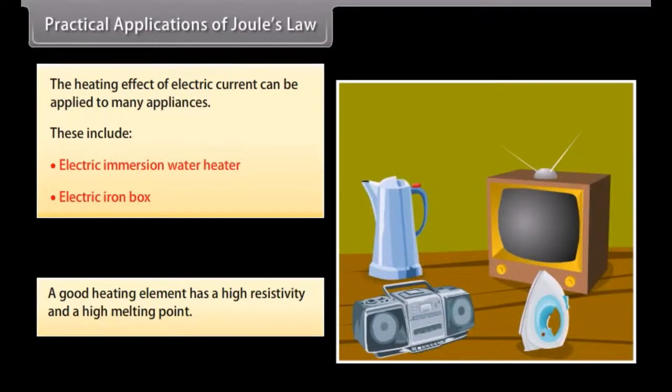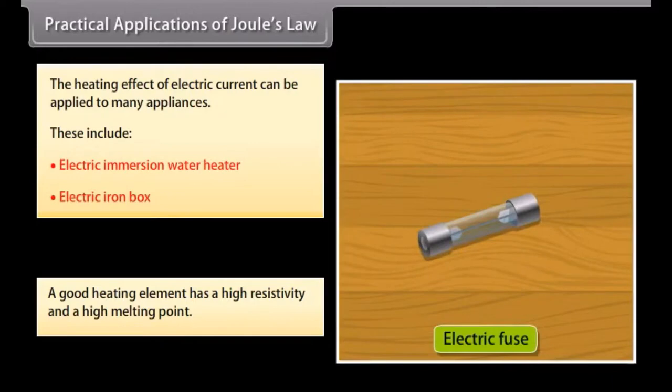The rating given as 3A of an electric fuse states that the maximum current it can sustain is 3 ampere.